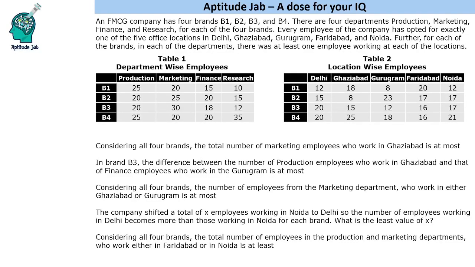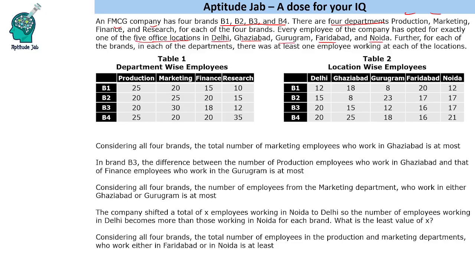This is an optimization based DI set. It says that an FMCG company has four brands B1 to B4. There are four departments, production, marketing, finance, and research, for each of the four brands. And every employee of the company has opted for exactly one of the five locations, which is Delhi, Ghaziabad, Gurgaon, Faridabad, and Noida. Further, for each of the brands in each of the departments, there was at least one employee working at each of the locations.